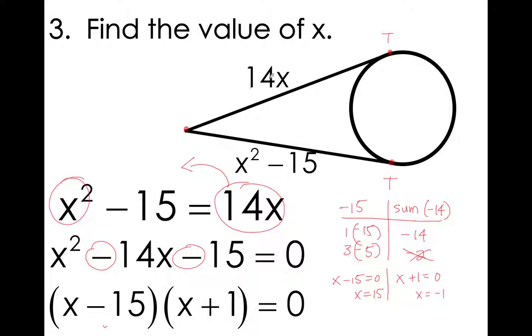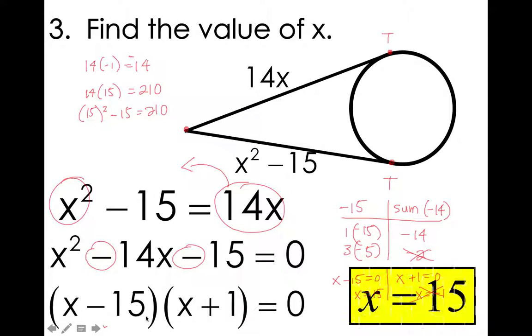Well, when I plug in -1, I get 14 times -1, which is -14. And we've always said length is always positive. So therefore, I know -1 can't work. But when I plug in +15, 14 times +15 will give me a positive answer, and I think it gives me a 210. And then when I do 15 squared minus 15, that gives me a 210. So therefore, we see that 15 is our actual answer.